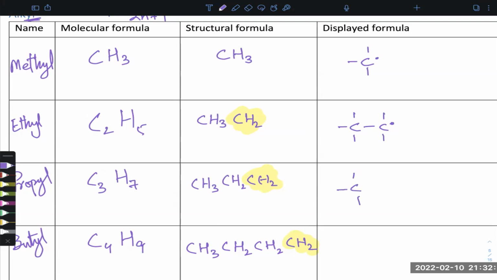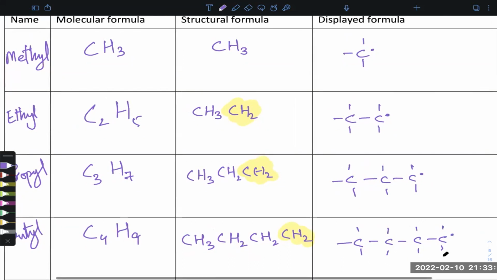So this, और यहाँ पे radical. अगले वाले में भी पहले कार्बन के साथ 3 हाइड्रोजन, दूसरे के साथ 2, अगले के साथ भी 2, अगले वाले में भी 2 और वहां पे radical. This is the alkyl series.